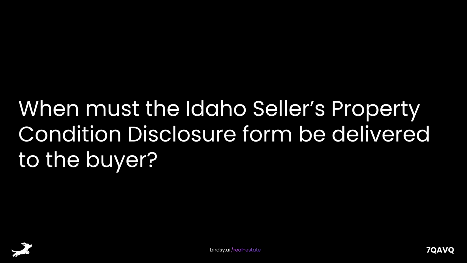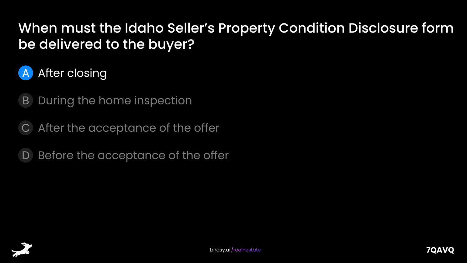When must the Idaho seller's property condition disclosure form be delivered to the buyer? Is it A, after closing, B, during the home inspection, C, after the acceptance of the offer, or D, before the acceptance of the offer? The answer is D, before the acceptance of the offer.